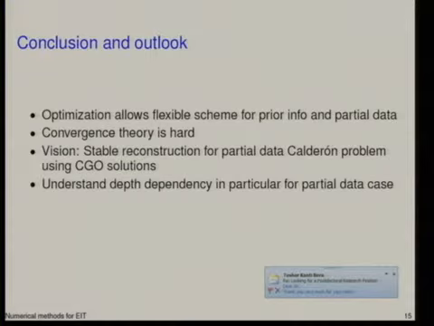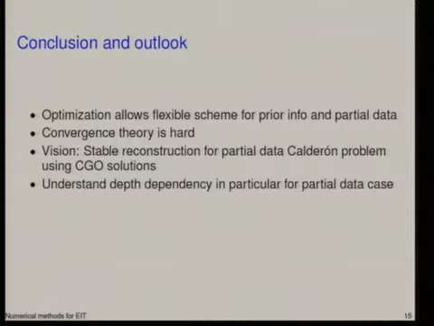I'm already at the conclusion. The conclusion from this is that this optimization approach allows for a very flexible scheme to incorporate prior information and also to think about the partial data problem. That's extremely nice, but it's very hard to say if this is a convergent algorithm. If you put noise into the problem, and the noise level goes to 0, will it converge to something which is correct? Doing the theory for this kind of optimization problems, which are nonlinear and so on, is pretty hard.